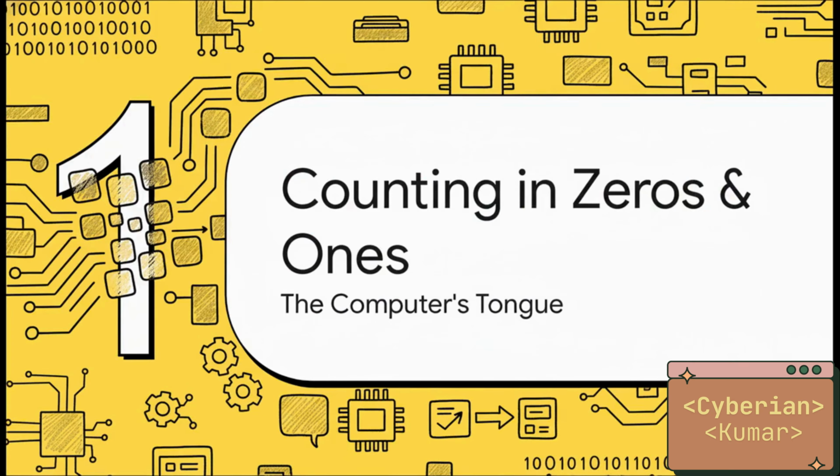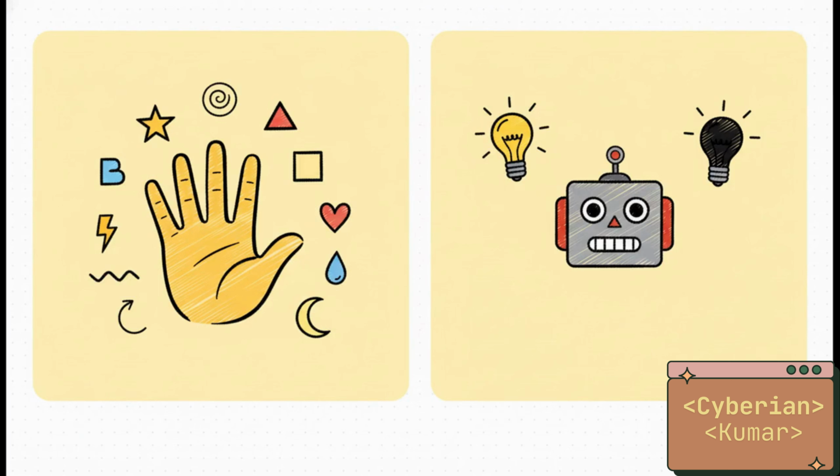All right, to crack this code, we have to start with the basics. We need to learn the computer's native language, and that language is called binary. So in our world, we use the decimal system, or base 10. It's called that because, well, we have 10 digits to work with, 0 through 9. Computers live in a much simpler base 2 world. They only have 2 digits, a 0 for off and a 1 for on.